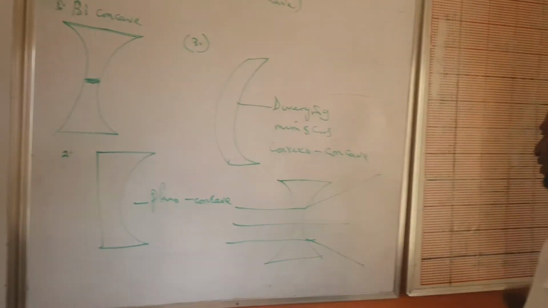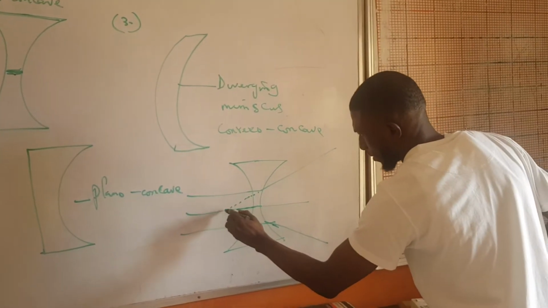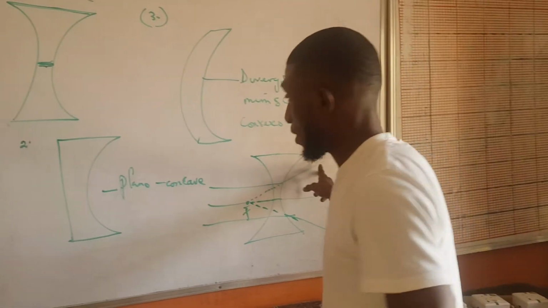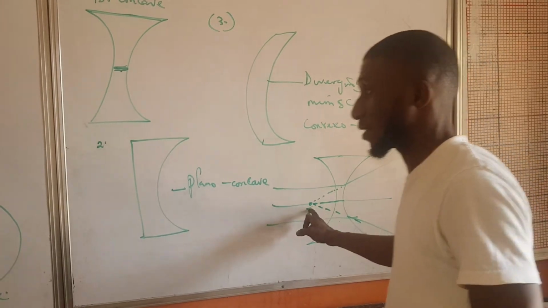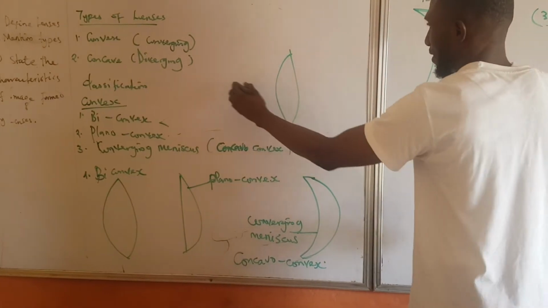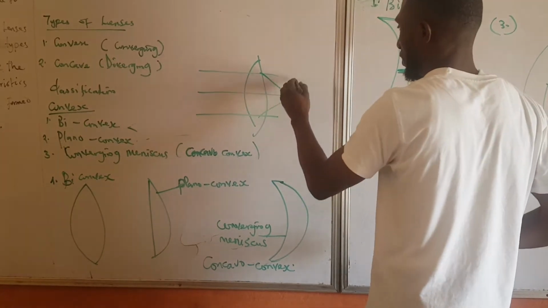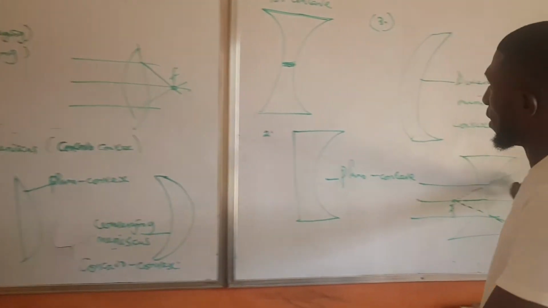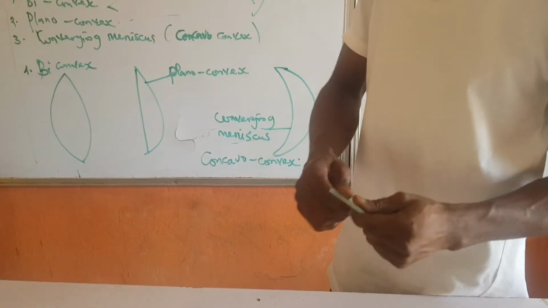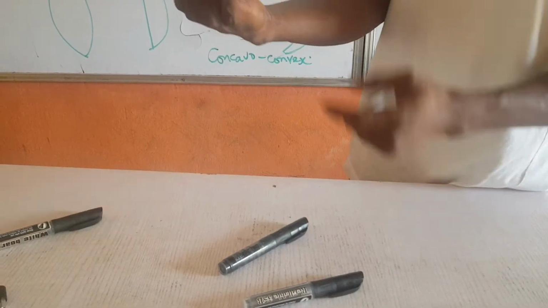That is, they diverge, and we have their focus on the other side of the lens. Remember, focus is where those rays of light meet after being diverged or converged. Like this one, because the middle is thicker than the edge, the rays converge, and that is why it's known as a converging lens. The lenses I've been talking about: this is a concave lens, that is a divergent lens, while this is a convex lens, that is a convergent lens.